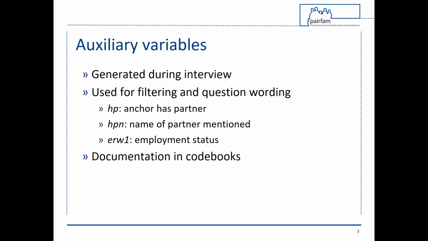Due to data protection laws, names were eliminated from the data, and this variable only states whether a name was mentioned during the interview. The variable ERW1 reflects whether the anchor indicated at least one occupation at the time of the current interview. A full list of auxiliary variables is available in the codebooks for each wave.